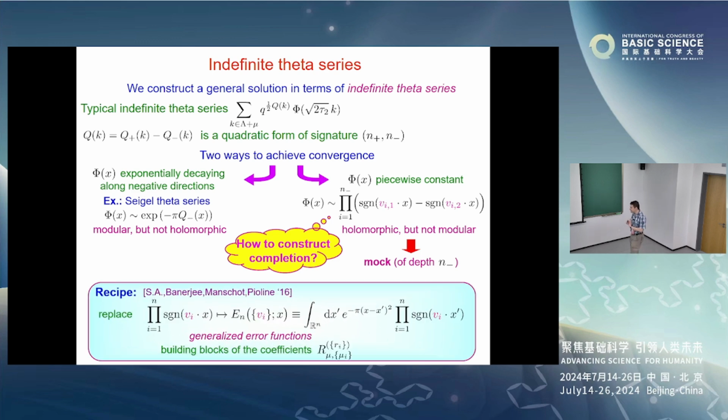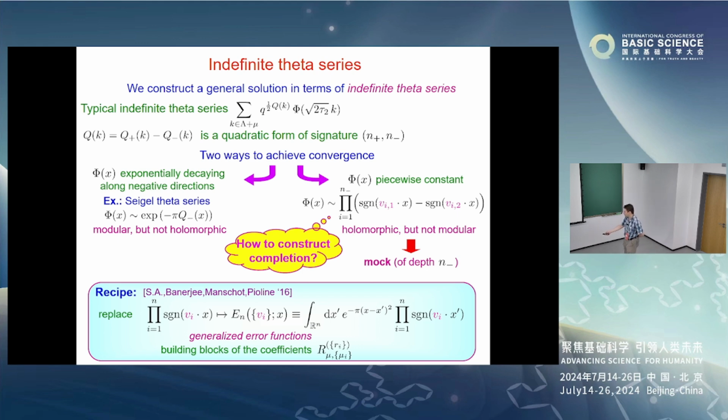Actually, the recipe is extremely simple. Just expand this product of differences. So you get a sum of monomials, where each monomial is a product of sign functions of this form. Then the recipe to construct the completion is to replace each such product by the so-called generalized error function of rank n, where n is the number of factors, which depends on all these vectors. The generalized error function is essentially just this product of signs convoluted with the Gaussian kernel.